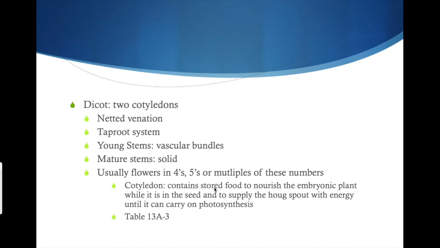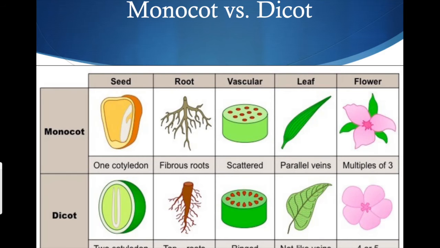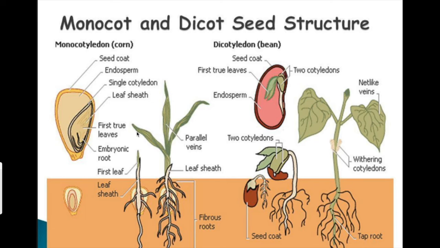Right, the cotyledon contains stored food to nourish the embryonic plant while it's in the seed, to supply the young sprout with energy until it can carry on photosynthesis. So basically, this cotyledon is just a bunch of food. There's a tiny little part in here, which hopefully we'll see in a second on another slide, that's going to be the first leaf. As it starts to grow, that leaf is going to feed off of all of this material so that it can grow and get above ground.